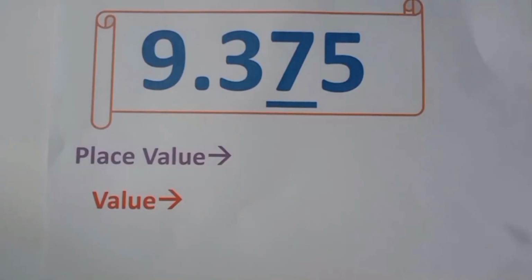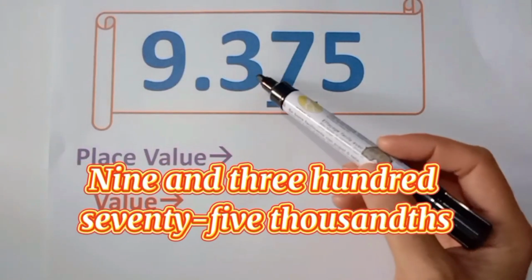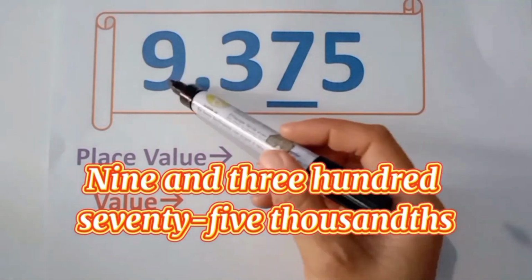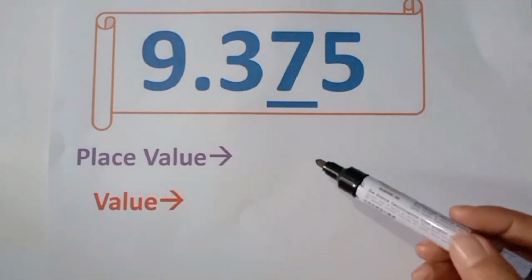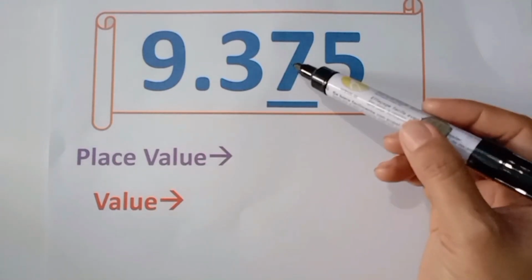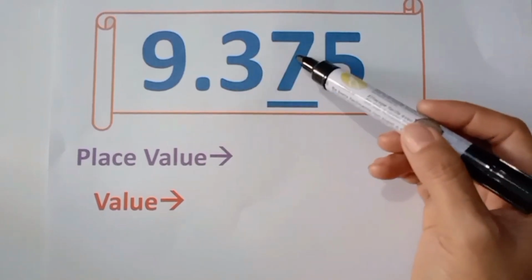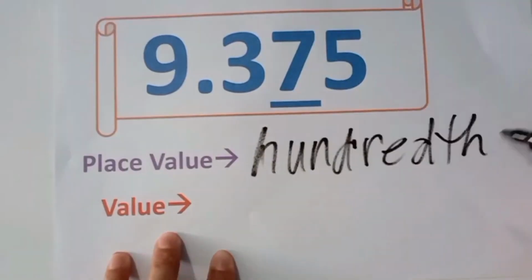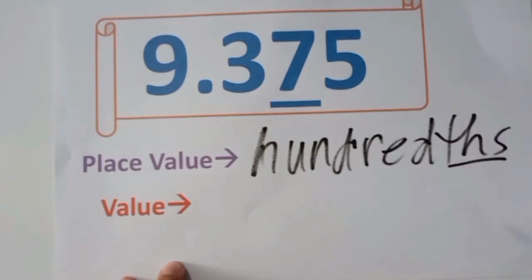Another example. So, we read this as 9 and 375 thousandths. Again, 9 and 375 thousandths. Okay, now, what is the place value of the underlined digit na 7? Tenths, hundredths. So, ang kanya pong place value ay hundredths. Take note, may THS kasi decimal numbers. Okay, now ano naman po ang value ng 7 na yan?